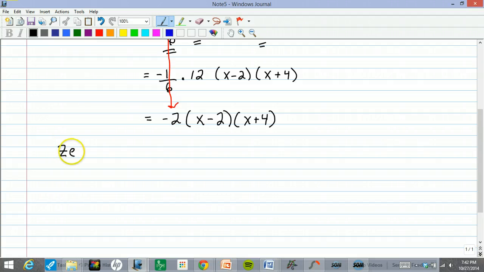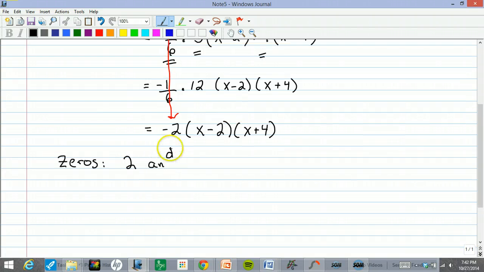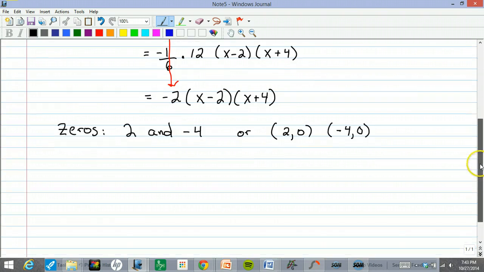So our zeros, that's our starting point, are 2 and negative 4. Or written as x-intercepts, if you input 2, you output a 0, and if you input negative 4, you also output a 0. So those are our x-intercepts.